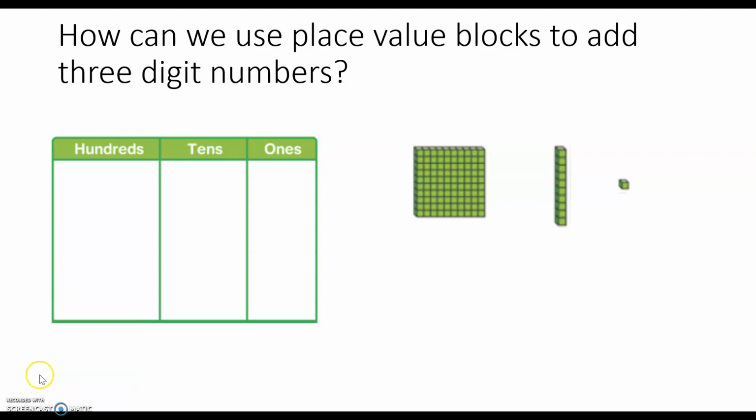Our lesson essential question is, how can we use place value blocks to add 3-digit numbers? So today you're going to continue adding using a different strategy. And the strategy is using place value blocks. We'll be adding your hundreds, your tens, and your ones. You've seen place value blocks before. This one represents 100, this one represents 10, and this one represents 1.